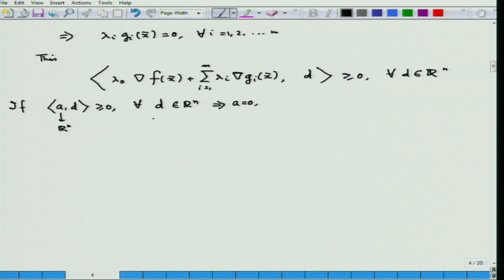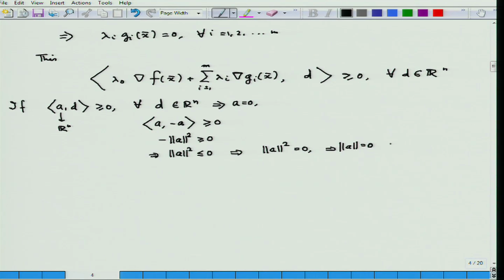It is simply done by the fact that if you put, instead of d, minus a, because minus a is also in R n, you will get this. So, what you will get is minus norm a square is greater than equal to 0, which will give you norm a square is less than equal to 0, but norm a square is actually greater than equal to 0. So, this would imply that norm a square is equal to 0, which will imply that norm a is equal to 0, which will imply that a is equal to 0.